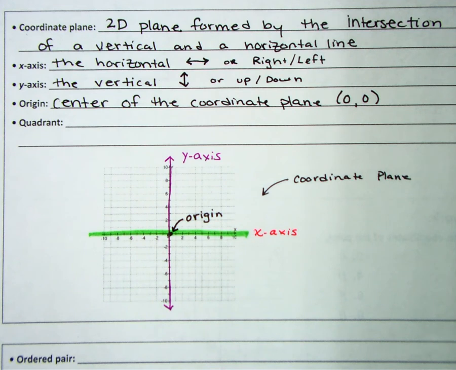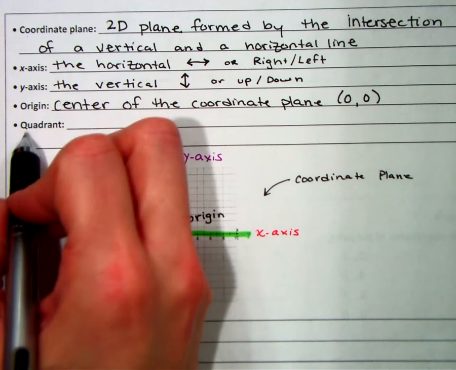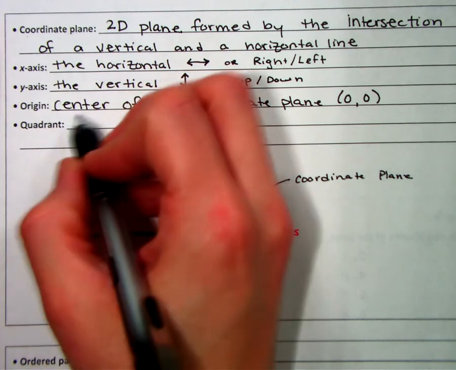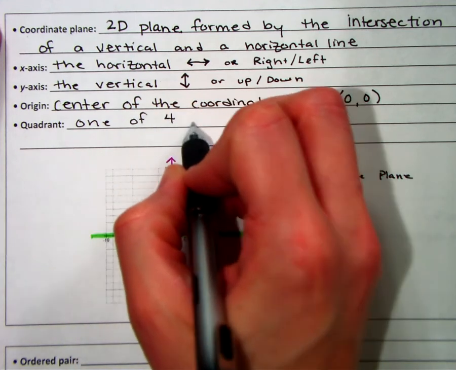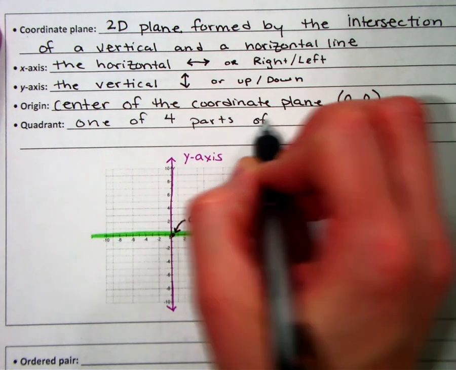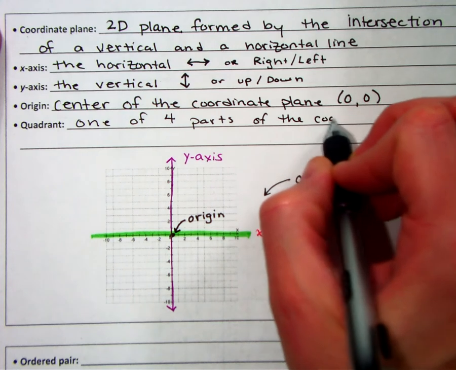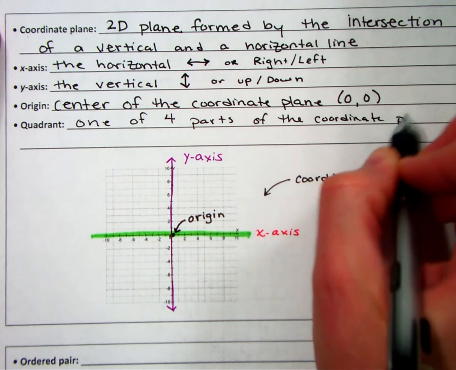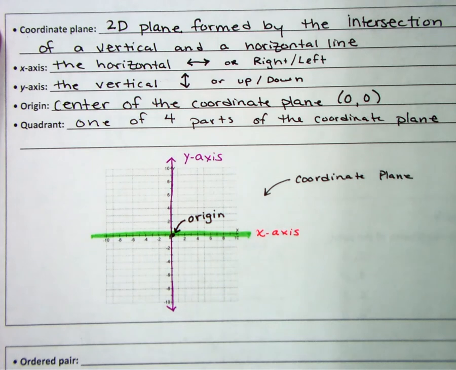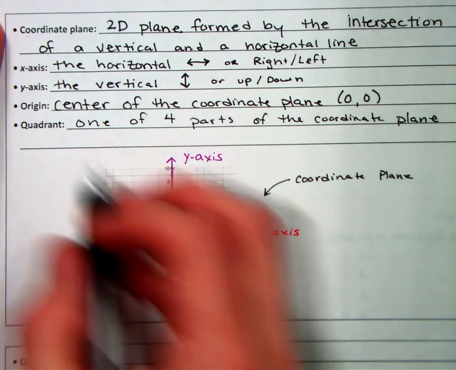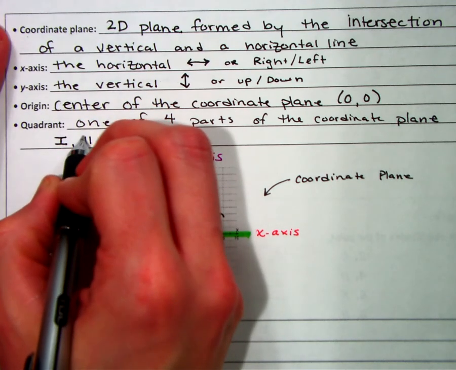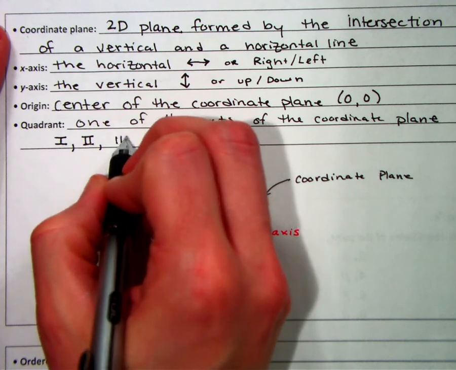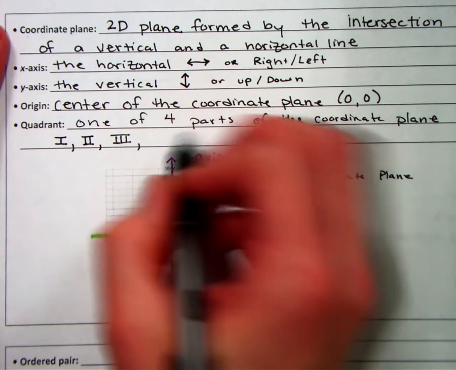Okay. Then the quadrants. This is something you might have already seen too. The quadrant is one of the 4 parts of the graph. So a quadrant is one of 4 parts of the plane. The two things that you have to know or remember about the coordinate plane is that the quadrants are listed in Roman numerals. So if you're not familiar with Roman numerals, this is what it looks like.